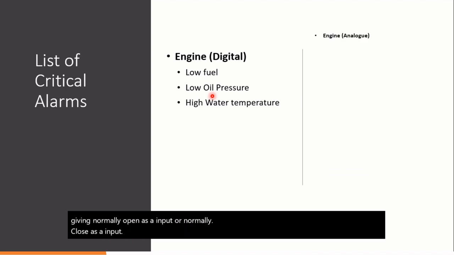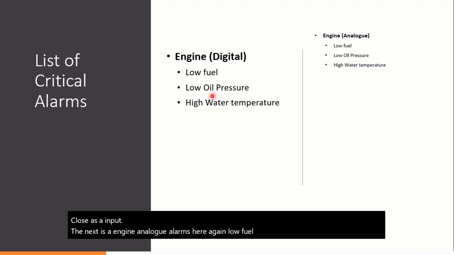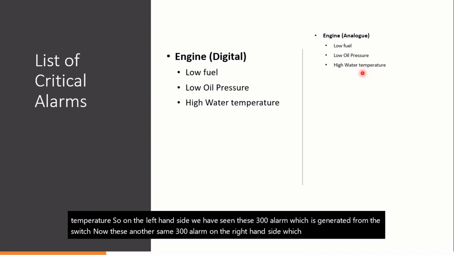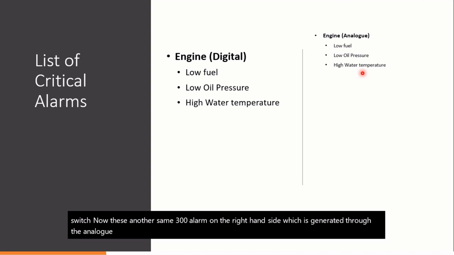The next is the engine analog alarms. Here again, low fuel, low oil pressure, and high water temperature. On the left hand side we have seen these three alarms which are generated from the switch. Now this is another same three alarms on the right hand side, which are generated through the analog sensors. So why? Because this is a very critical part of the engine, which is the fuel, oil and water. So that is why continuous monitoring and proper validation is required.